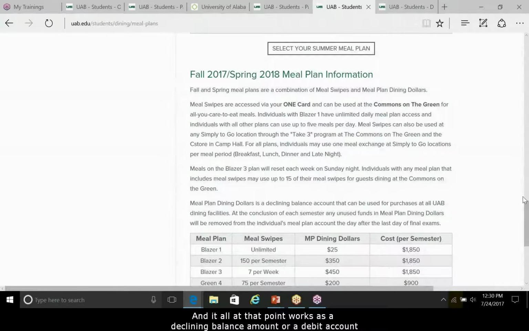And it all at that point works as a declining balance amount or a debited account, so that we will just continue to go through that money as a declining balance. So there isn't a set number of meals per week. They can choose to use it solely as getting Frappuccinos from Starbucks, or they can actually get lunch from our Full Moon Barbecue every Tuesday afternoon if that's how they choose to use it. It is up to them how they choose to use it. It's just within our specific dining facilities on campus.